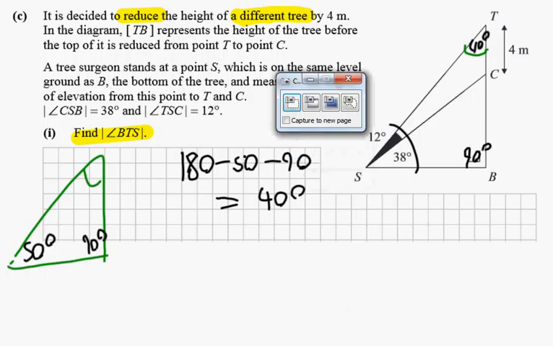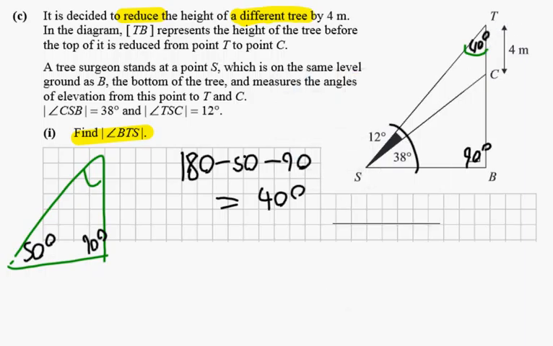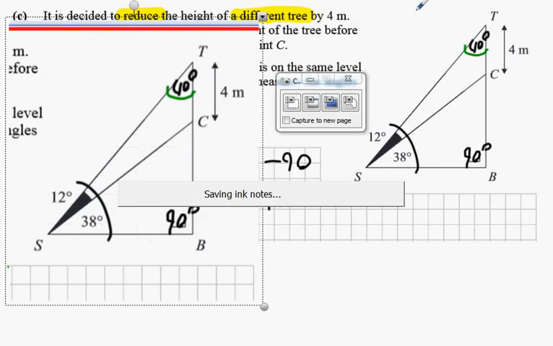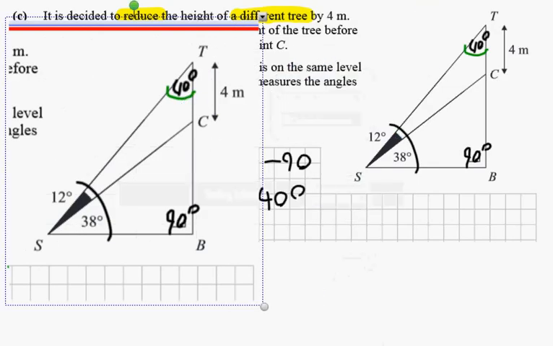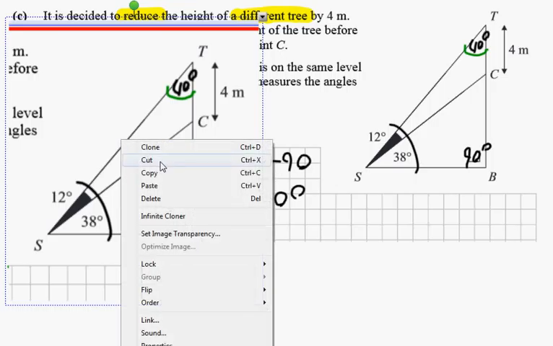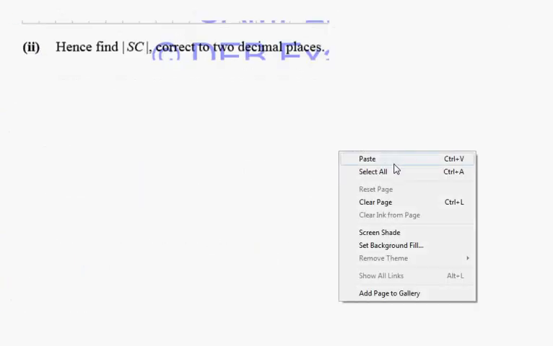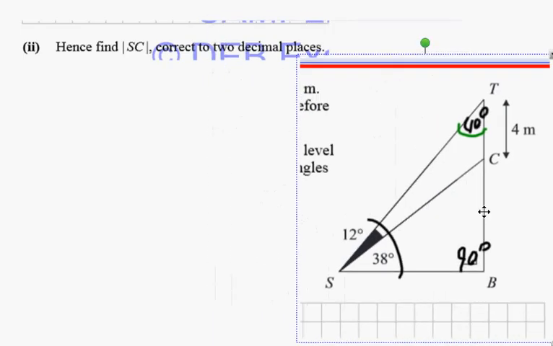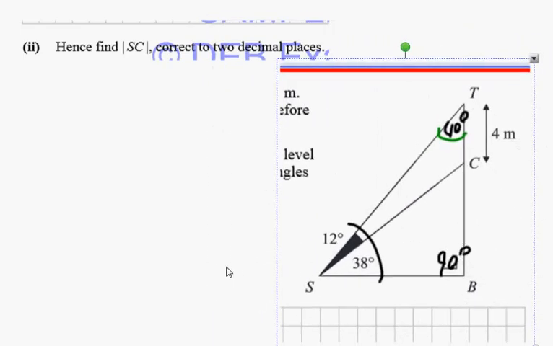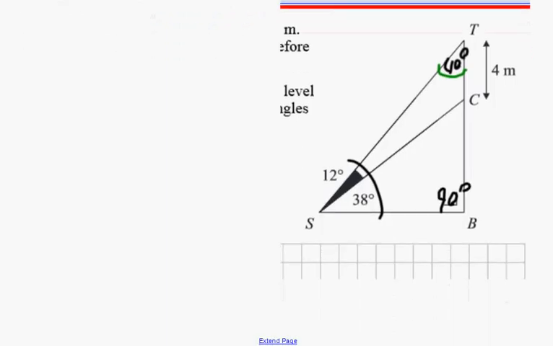Okay. I'm just going to need that in a second. Now, that's BTS done. Moving on. Hence find SC correct to 2 decimal places. S to C. Okay.